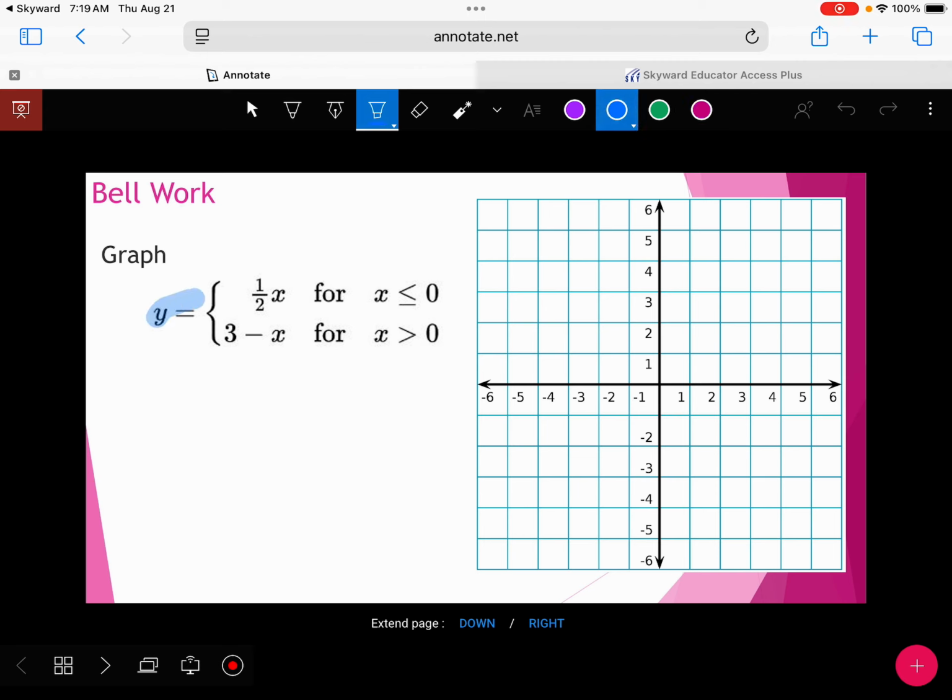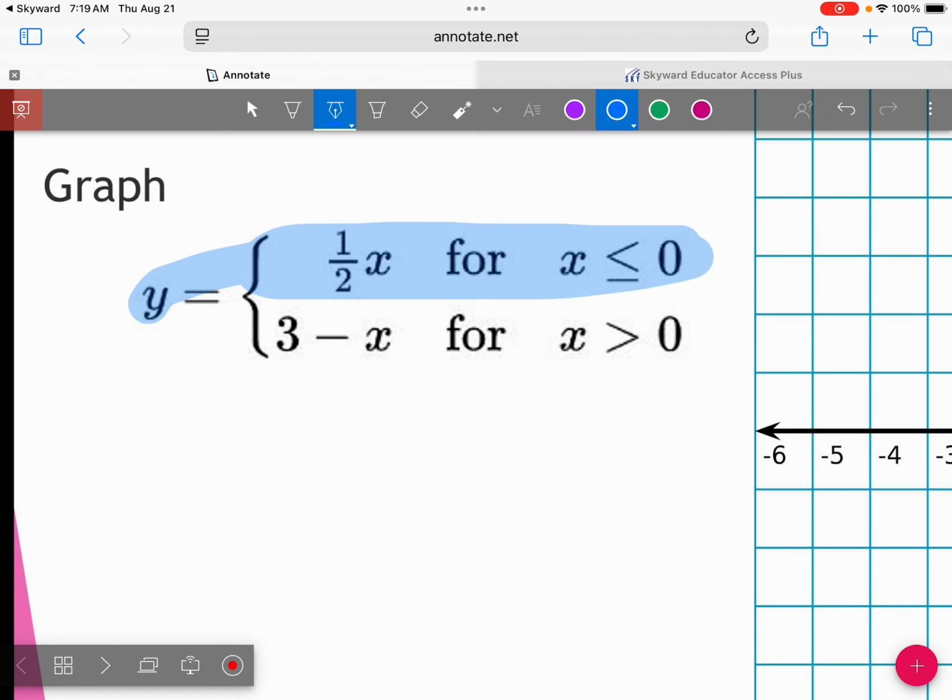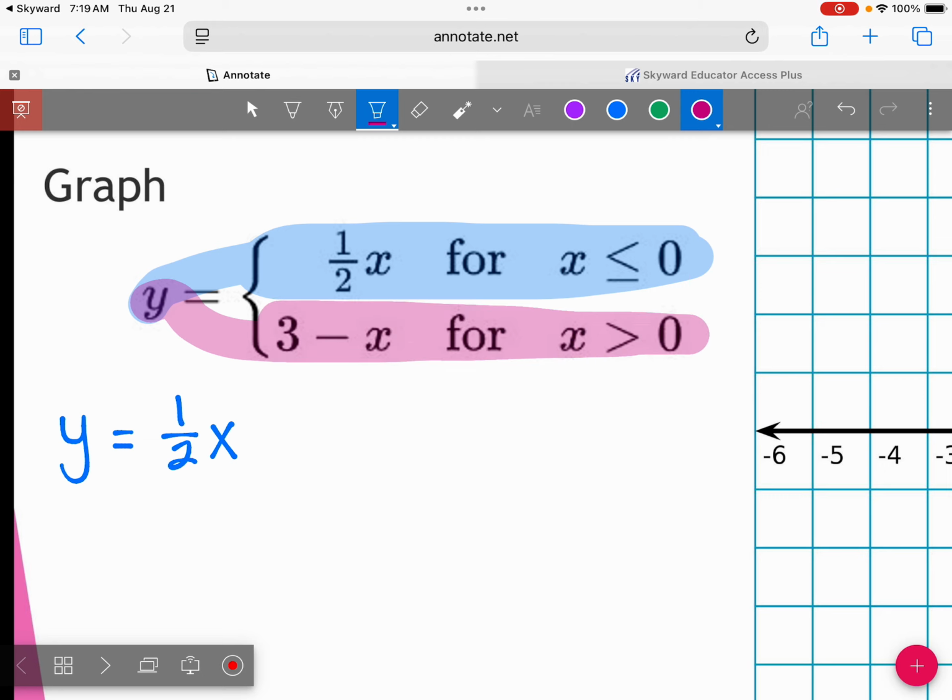We're going to do our y equals 1/2. I'll do this one in blue. So that equation will be our y equals 1/2 x, but we only pick x's that are smaller than or equal to 0. And we need to do our y equals 3 minus x, but only when our x's are bigger than 0. So we're going to have two different pieces that we do.